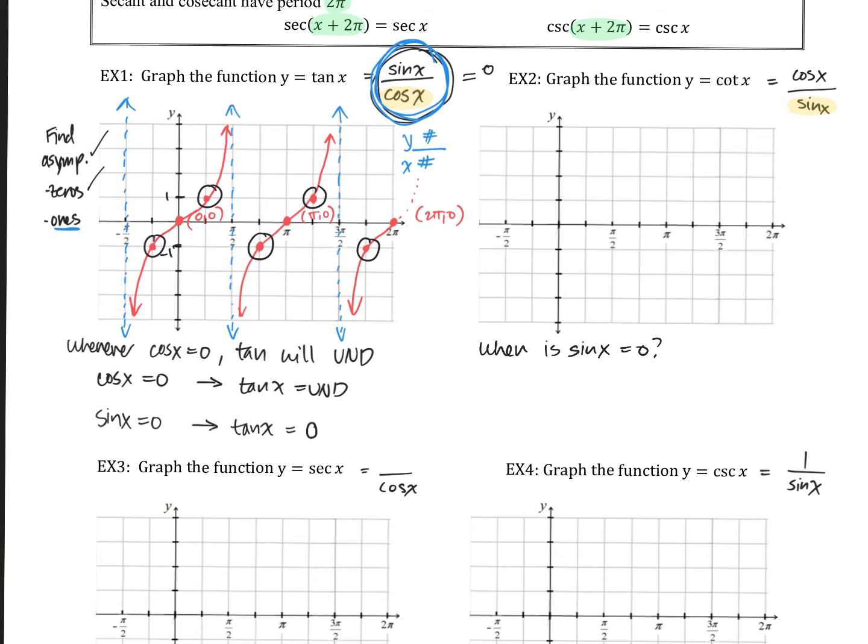Sine of x is equal to 0. Let me go ahead and pull up that unit circle that I just erased. Sine of x is equal to 0 at these values here, which is 0, pi, and 2 pi. So this time, those are going to be our asymptotes. So it's 0, pi, and 2 pi.